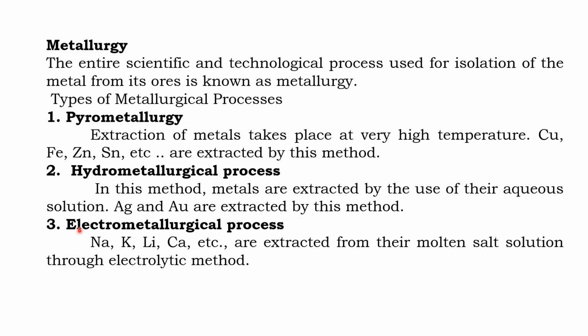The third one is the electrometallurgical process. Metals like sodium, potassium, lithium, calcium, alkali and alkaline earth metals are usually extracted from their molten salt solution by the electrolytic process. So these are the three processes used for metallurgy. They are pyrometallurgy, hydrometallurgy and electrometallurgy.